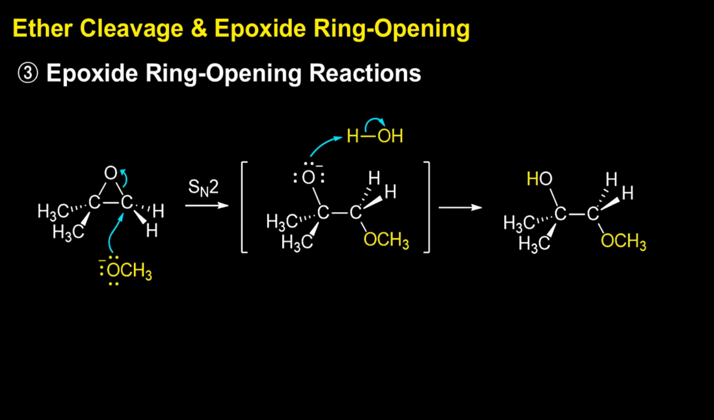Let's look at an example. We've got a dimethyl substituted epoxide, and methoxide is acting as the nucleophile. It attacks the less substituted carbon from the backside, which opens up the ring. Then the oxygen picks up a proton from water to finish the reaction. The final product is an alcohol, with an OH group and an OCH3 group on neighboring carbons. And the stereochemistry? It's exactly what you'd expect from an SN2 backside attack, clean and inverted.